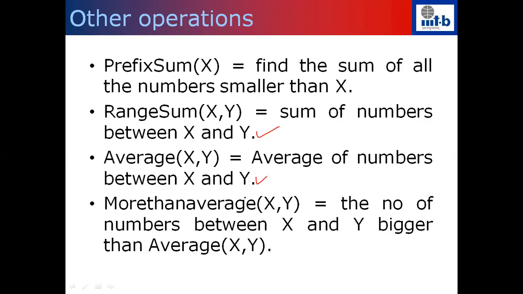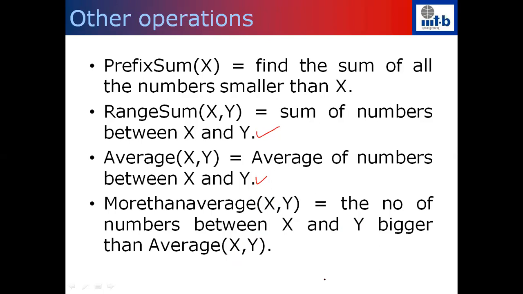let's call this function more than the average. I give you two pointers, x and y. I want you to find how many numbers are there between x and y which are bigger than the average of the numbers which are between x and y, right? So how do you find this? You find the average using the previous function, then you find the rank of the average. So all the numbers which are bigger than average but smaller than y is what I want.